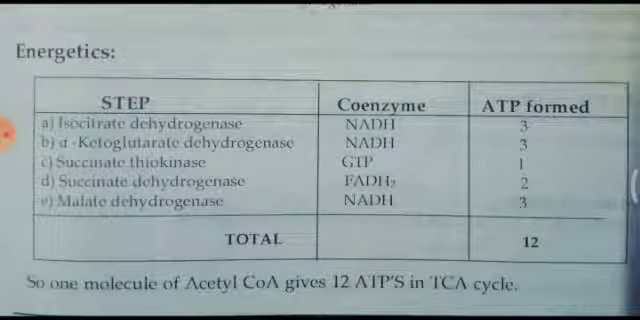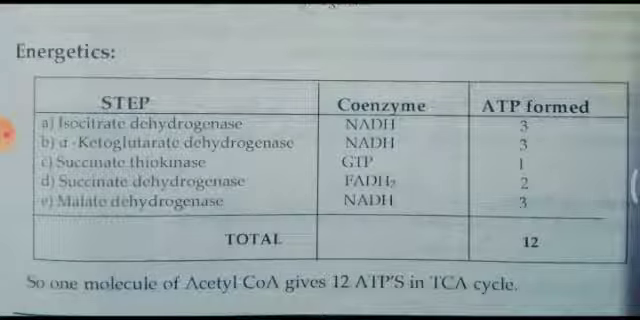Succinate dehydrogenase produces FADH2. FADH2, as I told, is like the thumb, which has 2 digits, equivalent to 2 ATPs. And then malate dehydrogenase produces NADH. NADH is equivalent to 3 ATPs. So in all the steps, only NADH, FADH or GTP energy molecules are calculated. At the end you can calculate 3 plus 3 is 6, plus 1 is 7, 7 plus 2 is 9, 9 plus 3 is 12. Total 12 ATPs are produced for one acetyl CoA. So one molecule of acetyl CoA gives 12 ATPs in the TCA cycle.